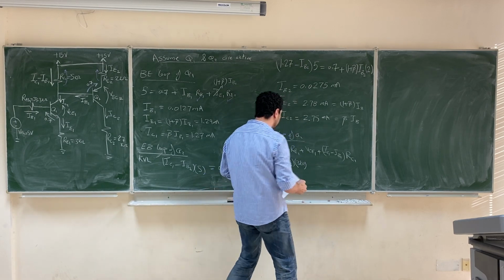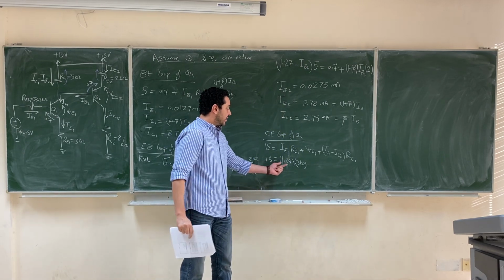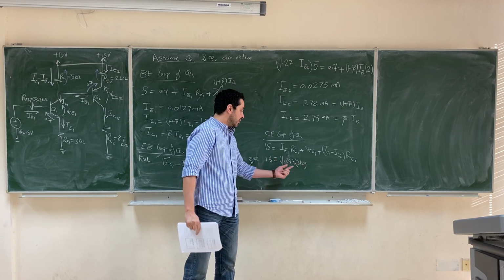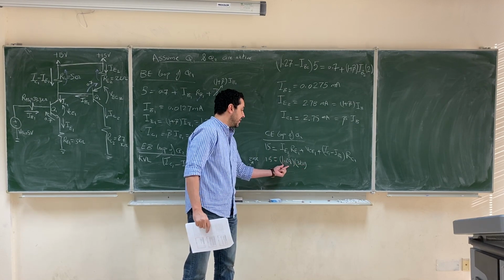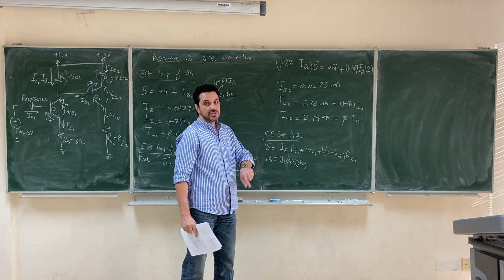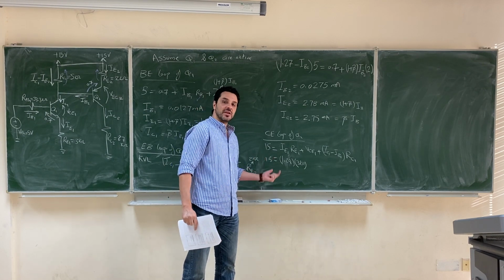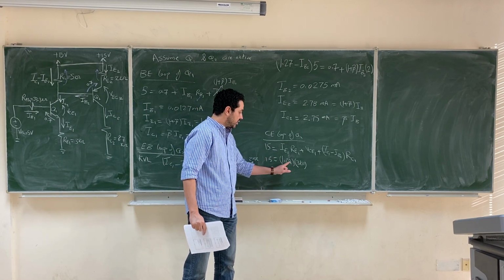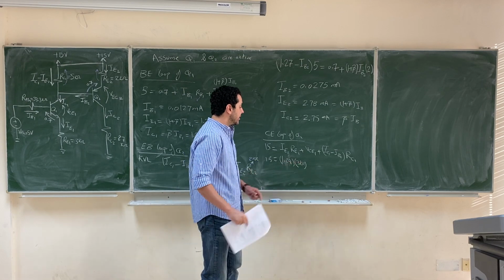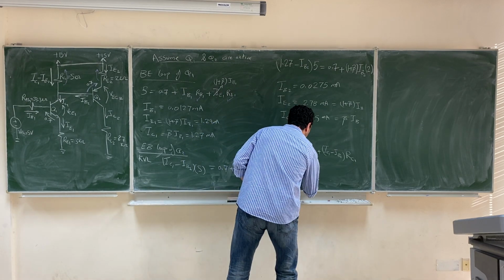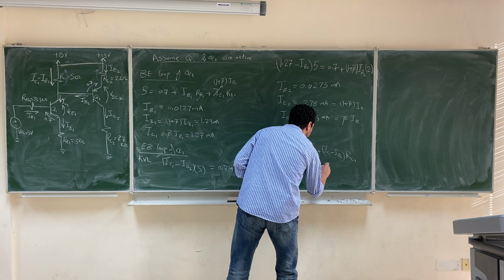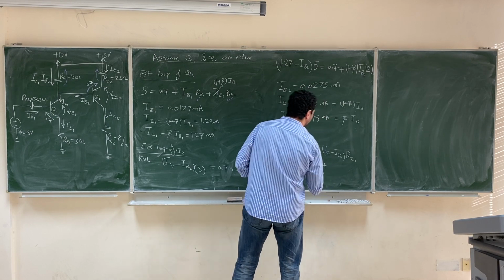And don't forget, you can use volt with milliampere and kilo ohm. So if you use kilo ohm, you can use milliampere, and it will give you volt. If you use ohm, you have to use ampere to give you volt. So here we are going to use milliampere and kilo ohm. Okay? Plus VCE1, this is the parameter that we want to calculate.